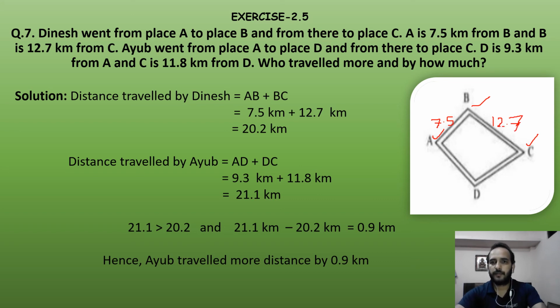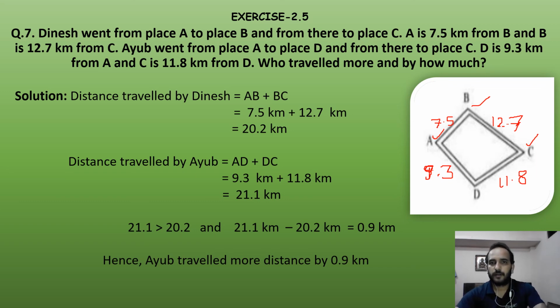Now next we have another boy, that is Ayub. Ayub went from place A to place D, and from there to place C. D is 9.3 kilometer from A. So the distance between A and D we have 9.3 here. And next we have been given C is 11.8 kilometer from D. So you can write 11.8 between C and D.